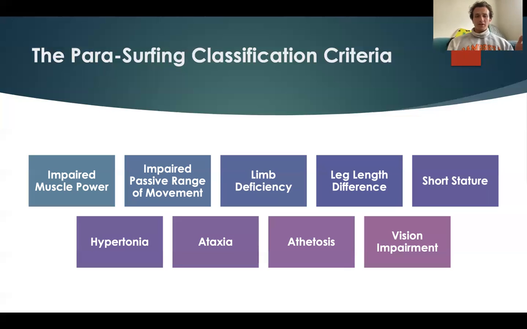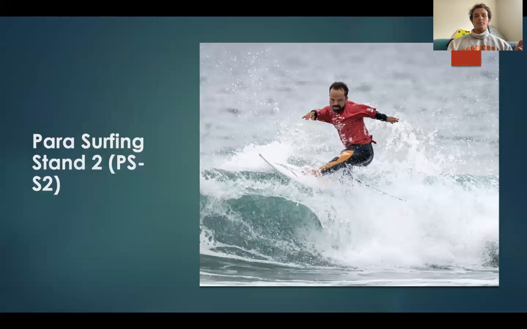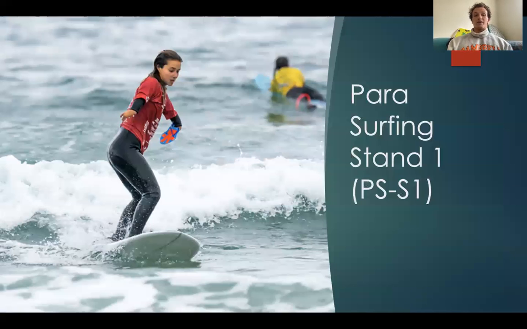So next, let's get into the disciplines of para surfing, I guess is the best way you would say it. There'll be 8 in total. The first is the PSS1, Para Surfing Stand 1. So we'll go over criteria, expectations, and scoring.